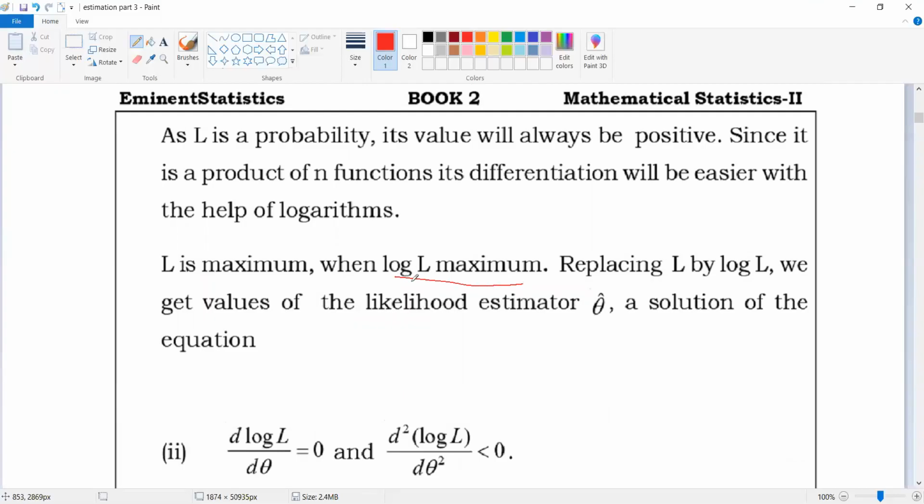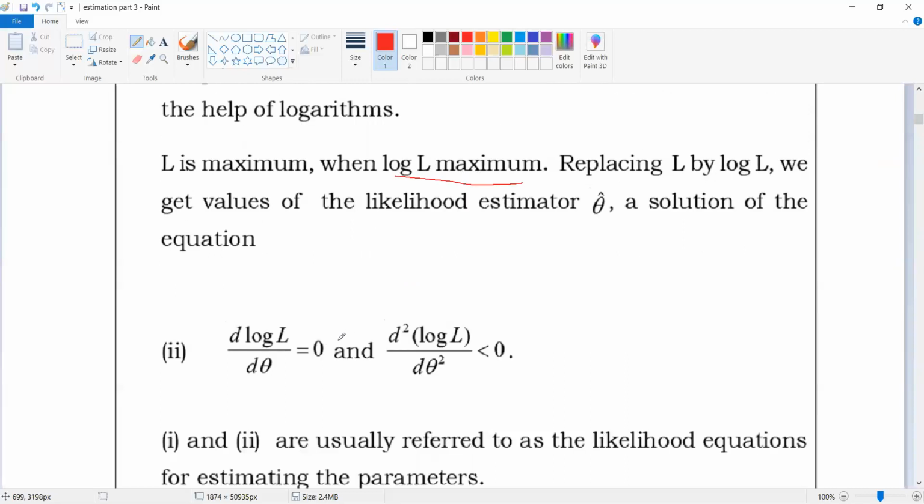So now here we can apply the logarithmic function, for our convenience, for easy differentiation. So instead of L, we should take log L. Replacing L by log L, we get the values of the likelihood estimator theta cap, a solution of the equation. First step, after applying the logarithmic function to L, differentiate log L with respect to theta, equate it to 0 and solve it. We get different values of theta.